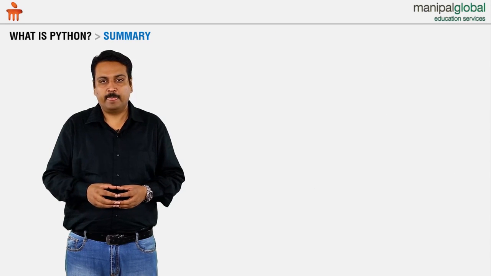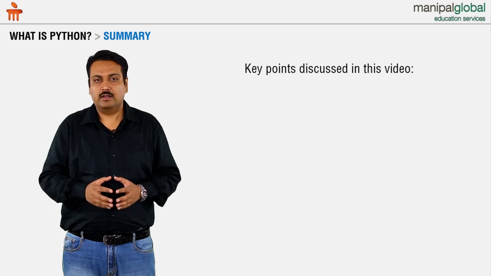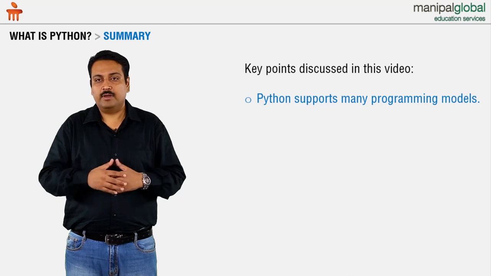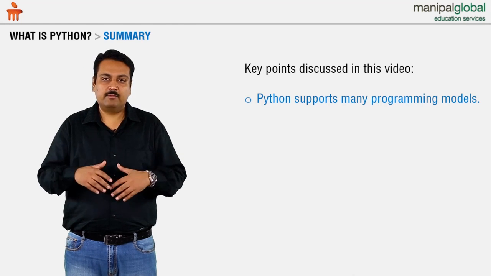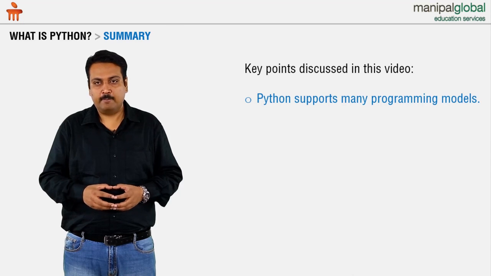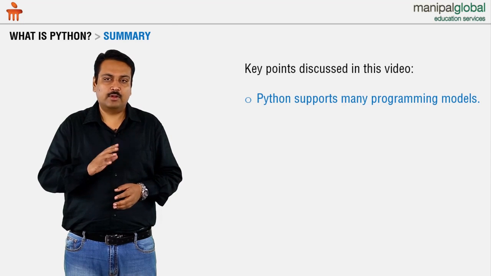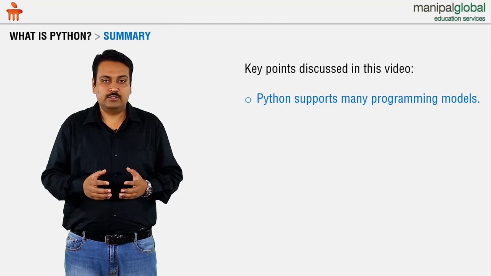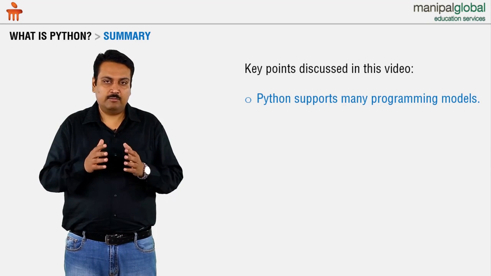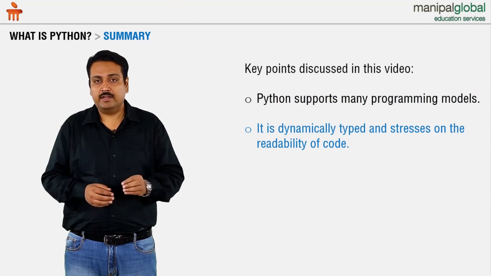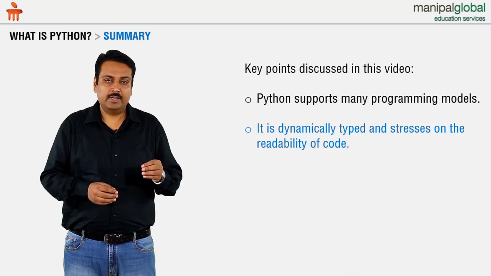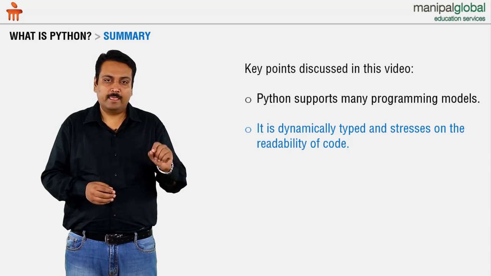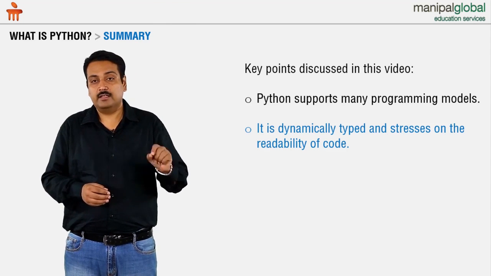In this video, we have looked at various aspects of the Python programming language. Python supports many paradigms, and using these paradigms we can develop various kinds of applications. So we can say Python has support for many programming models like object-oriented, functional, structured, and so on. One of the major characteristics of the Python language is that it is dynamically typed, that is, the data type is inferred at runtime. And this is because Python is not compiled but it is interpreted.